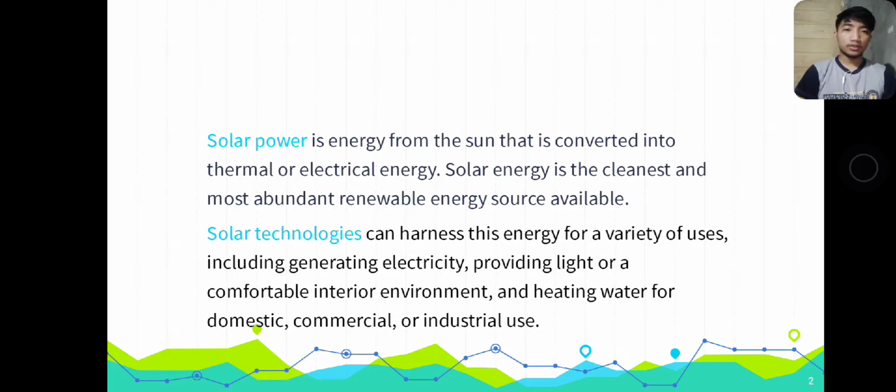In solar technologies, it can harness the energy for a variety of uses, including generating electricity, providing a light or comfortable interior environment, and heating water for domestic, commercial, or industrial use. So, yung solar technology is yung nagiging instrument para ma-convert yung solar power into electrical energy.